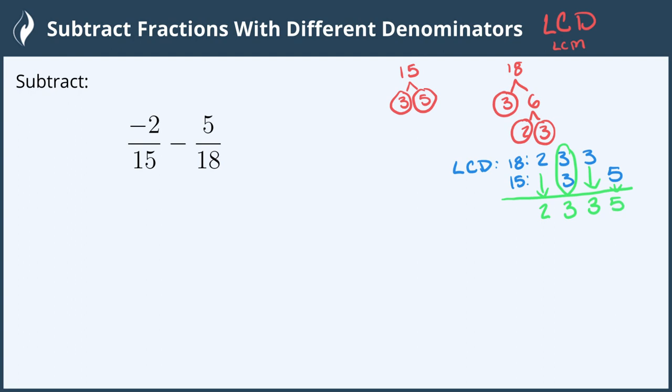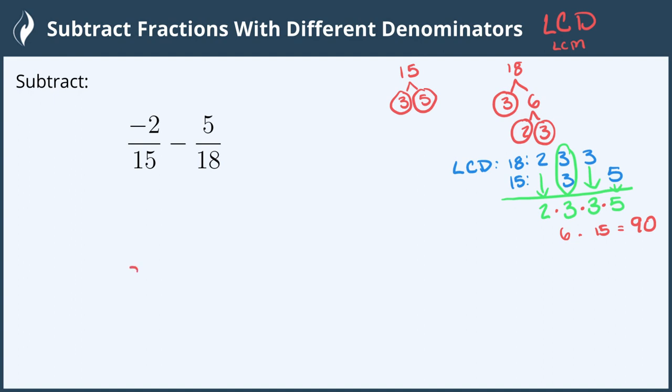So the lowest common denominator, or the lowest common multiple of the two numbers in the denominator, is 2 times 3 times 3 times 5. And so this is 2 times 3 is 6, 3 times 5 is 15, 6 times 15 is 90. So the common denominator for both of these is 90.